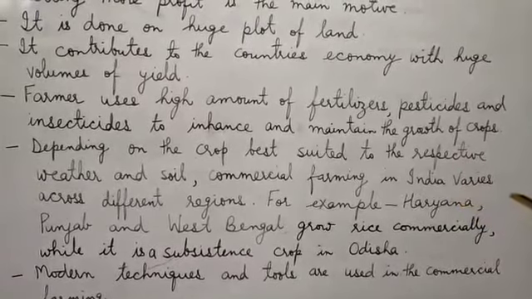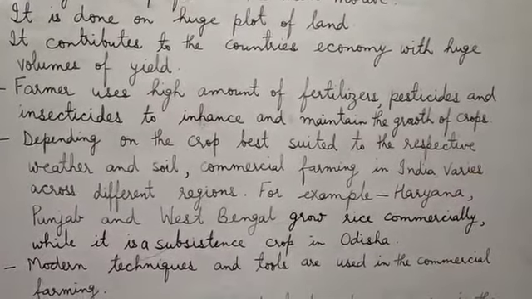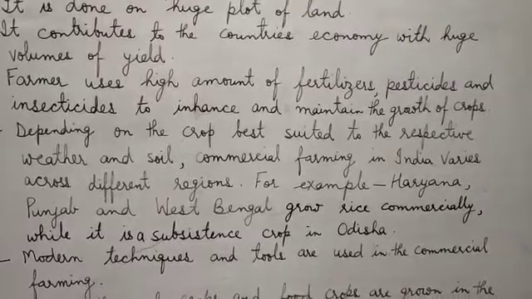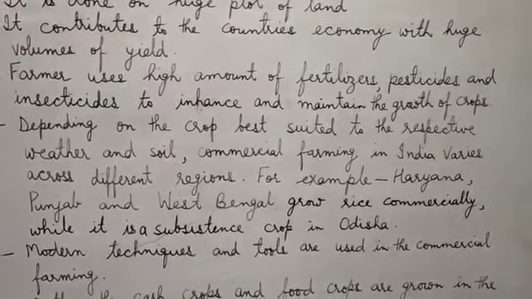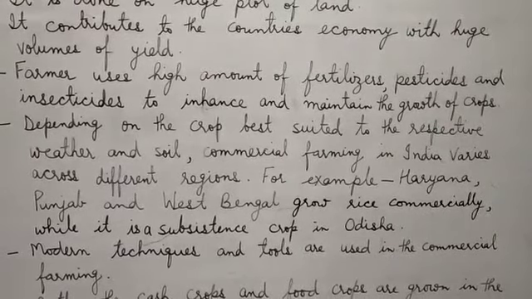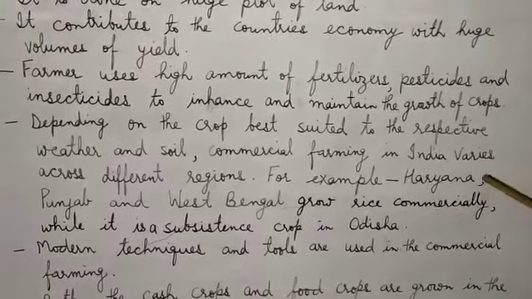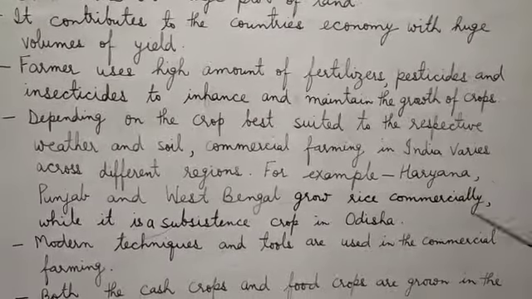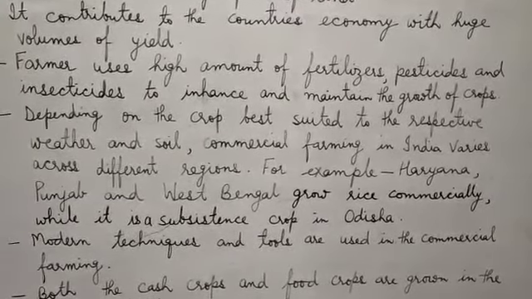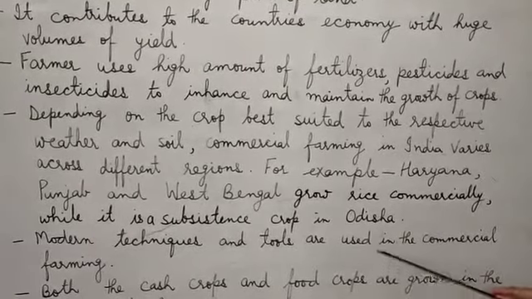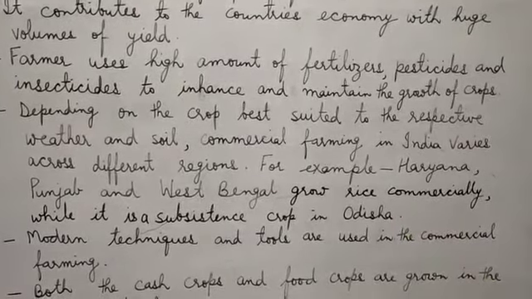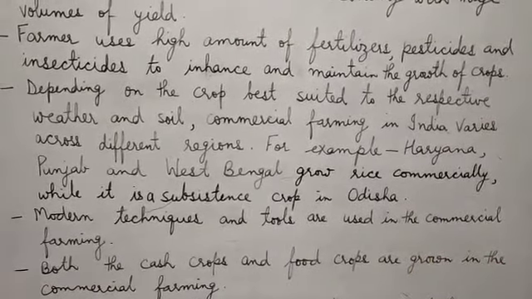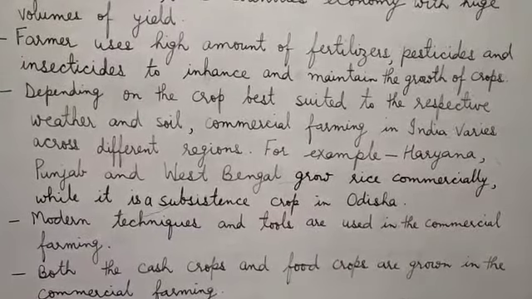Depending on the crop best suited to the respective weather and soil, commercial farming in India varies across different regions. That means the degree of commercialization of agriculture varies from one region to another. For example, in West Bengal, Haryana and Punjab, the farmers grow rice commercially, that is, selling is the main purpose. Whereas rice is a subsistence crop in Odisha, grown just to fulfill their need. That is the main motive in parts of Odisha. So commercial farming in India varies across different regions.